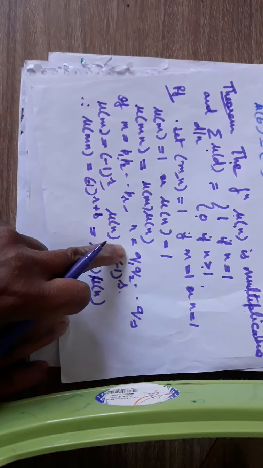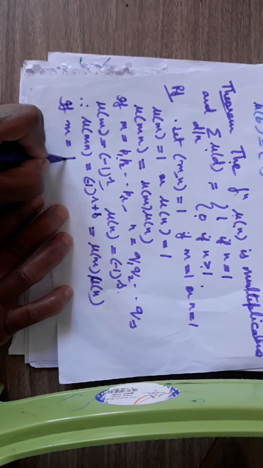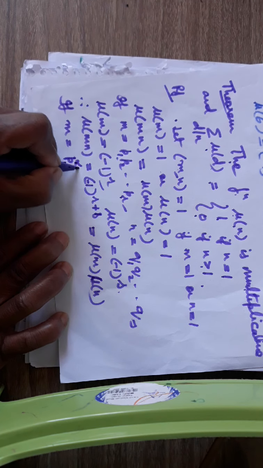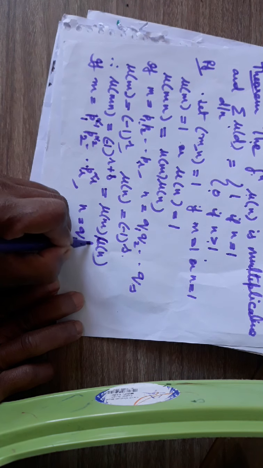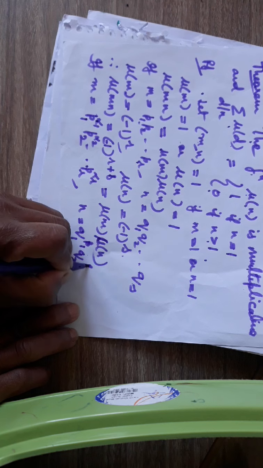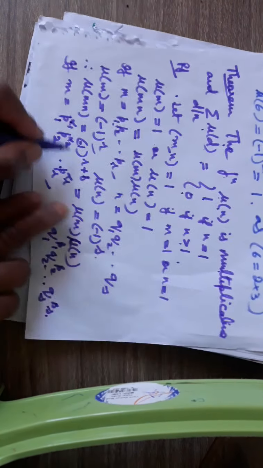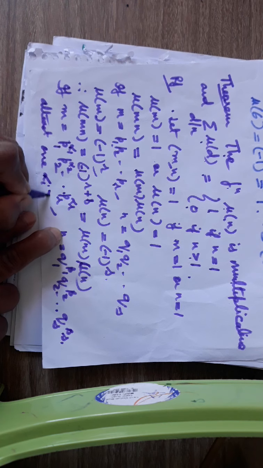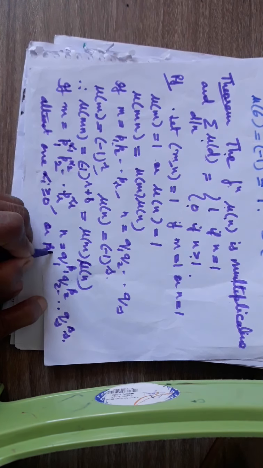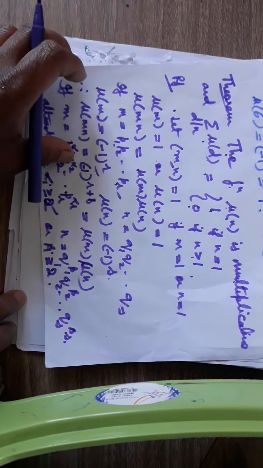m is a product of r distinct primes and n is a product of s distinct primes. The next case is if m is equal to a product of prime powers, say p1 to the power alpha 1, p2 to the power alpha 2, up to pr to the power alpha r, and n is equal to q1 to the power beta 1, q2 to the power beta 2, up to qs to the power beta s, with at least one alpha i greater than or equal to 2, or beta i greater than or equal to 2.